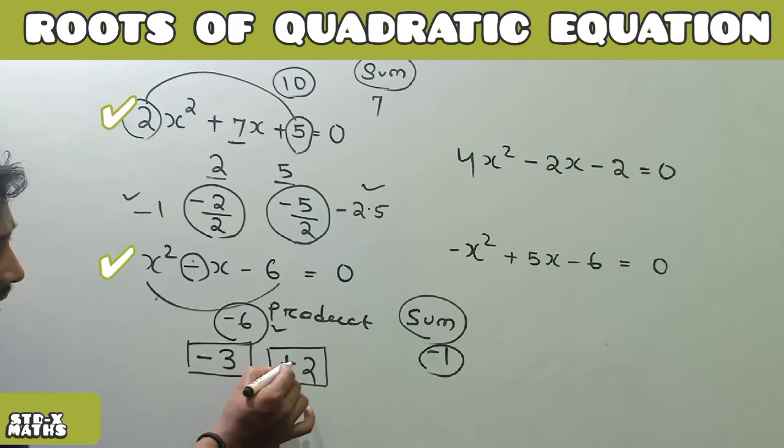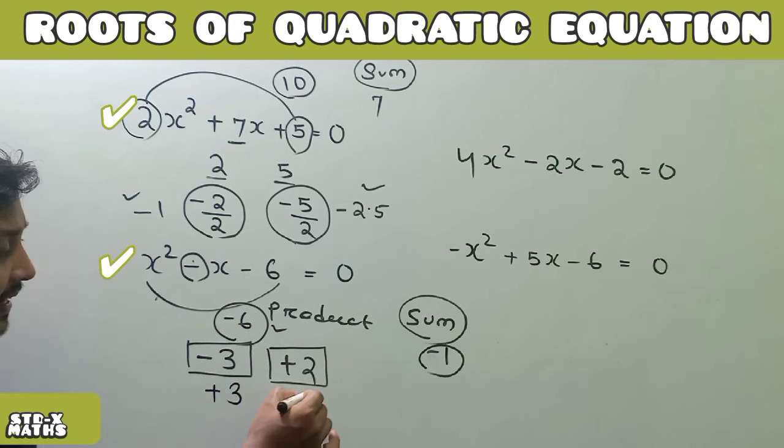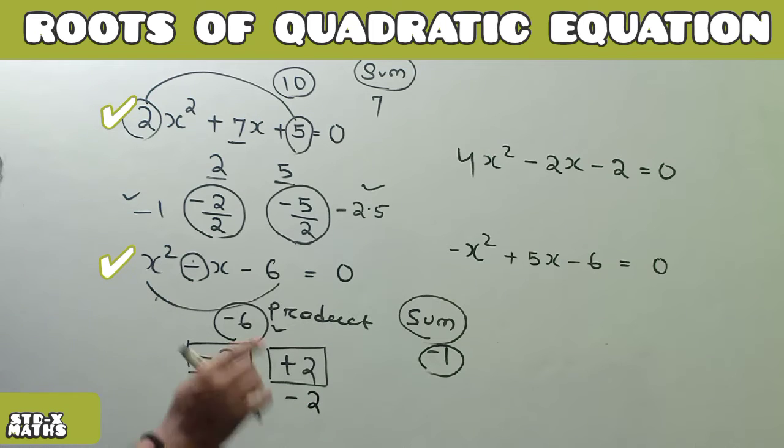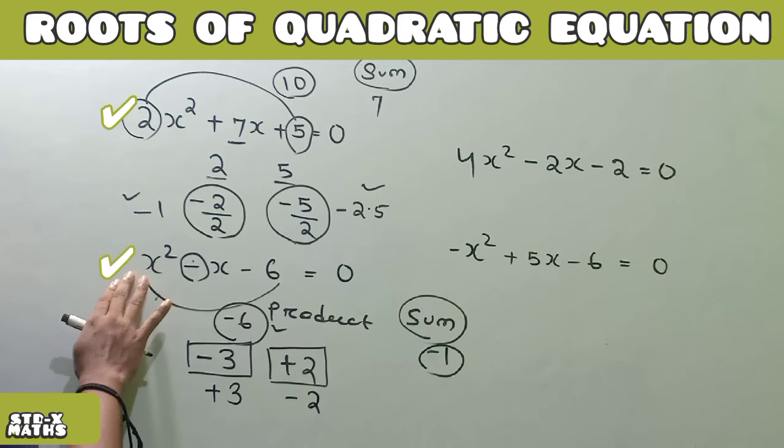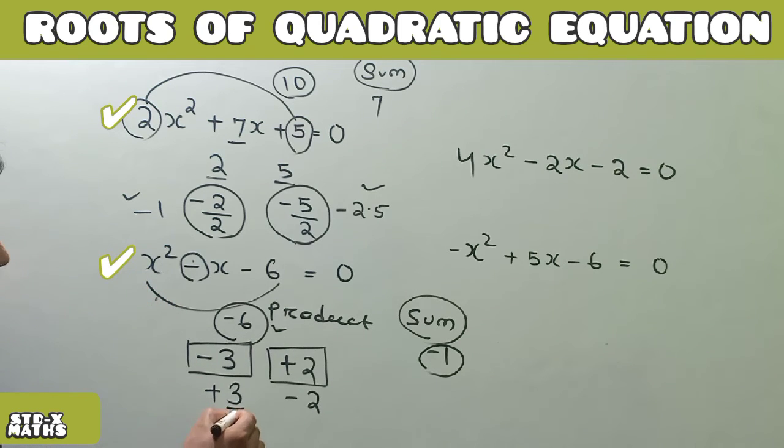Here it is -3 and here it is +2. Next step, it becomes +3 and here it is -2. And the last step is we have to divide both the numbers by the coefficient of x square. As the coefficient of x square is 1, here it is also 1. So directly, this one is one root and this one is another root.